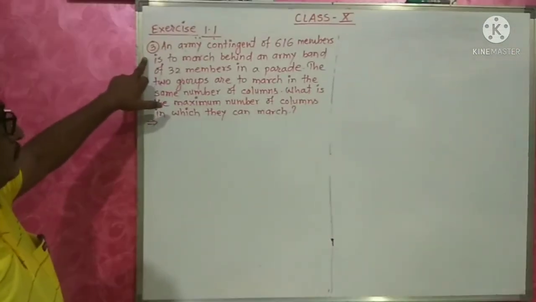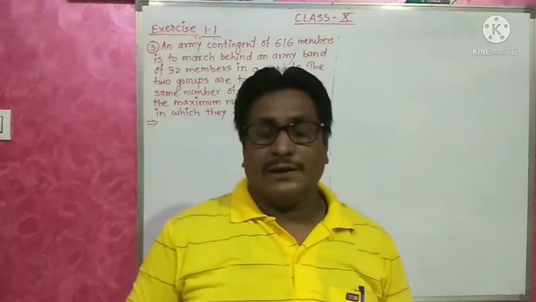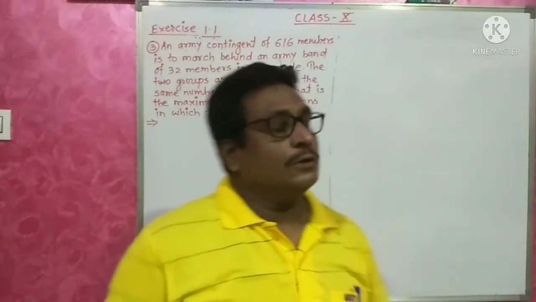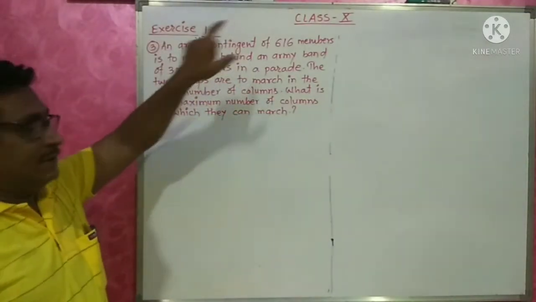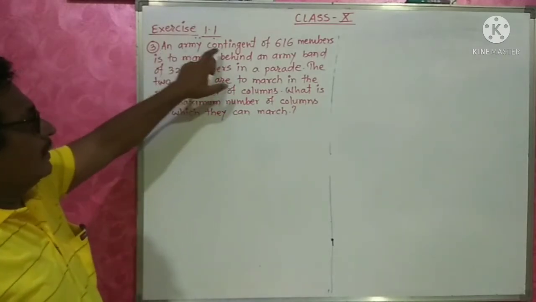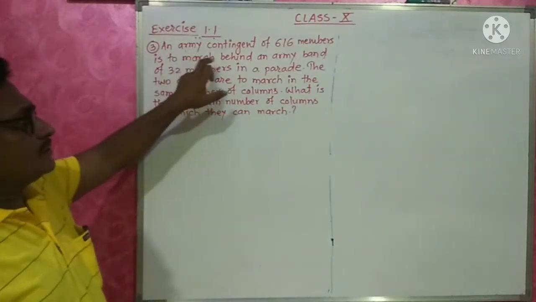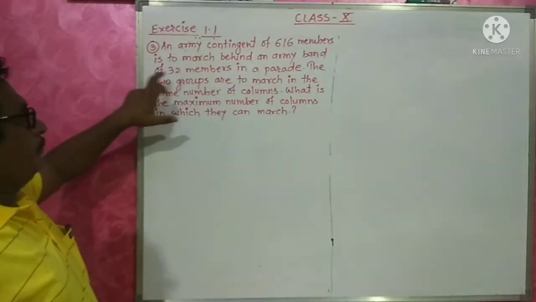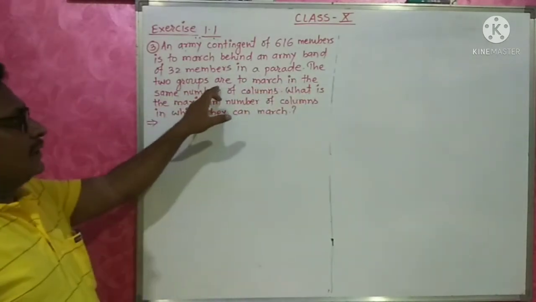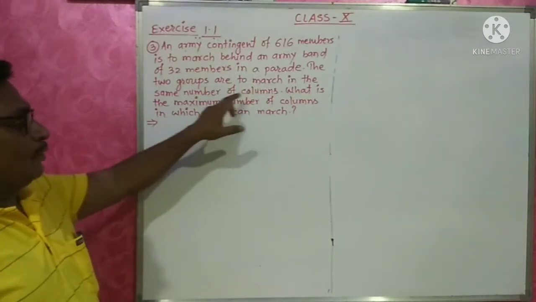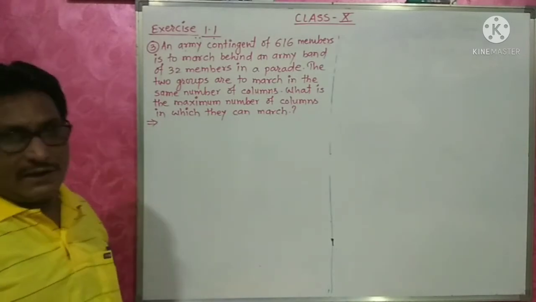Now third. After the second, I explained the fourth and fifth directly. Now we will come to the third question of Exercise 1.1. An army contingent of 616 members is to march behind an army band of 32 members in a parade. The two groups are to march in the same number of columns. What is the maximum number of columns in which they can march?